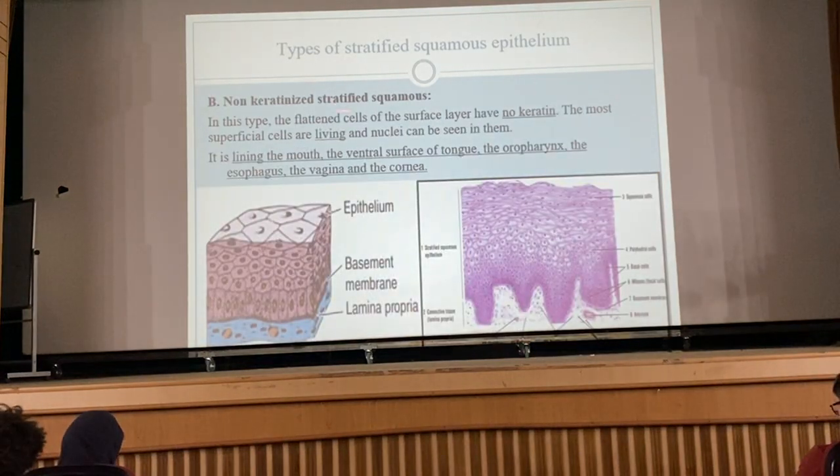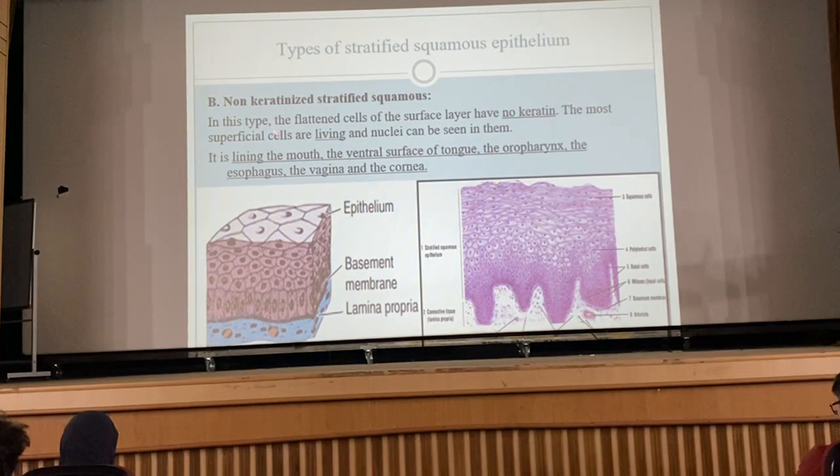The non-keratinized stratified squamous epithelium, from its name, means it has no keratin layer like the one I talked about the first time. The outer layer, as you see, is flattened cells, and no keratin is found. It is normal squamous cells. The most superficial cells are living and nuclei are found, not like the keratin layer. It is lining the mouth.